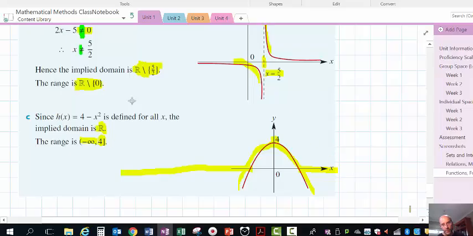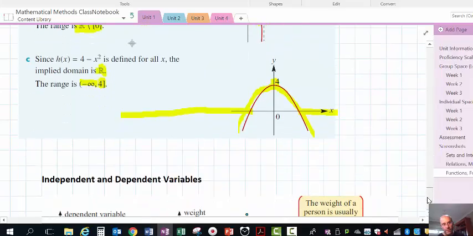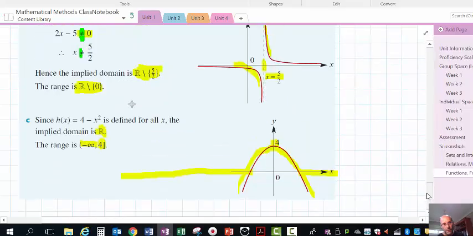The domain is all real numbers, and the range is from -infinity to 4. So that's the idea of the implied or maximal domain.